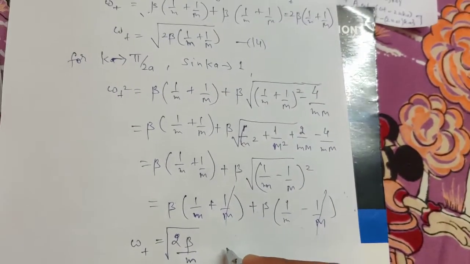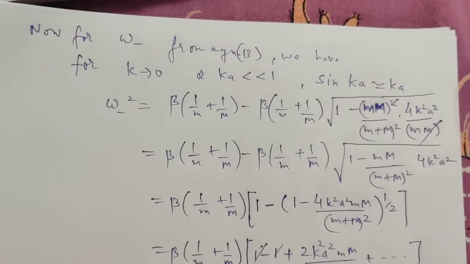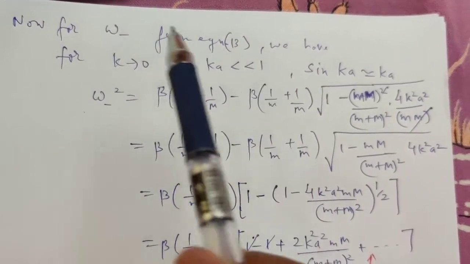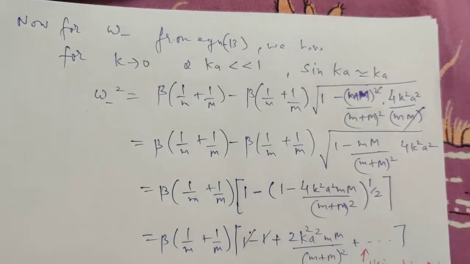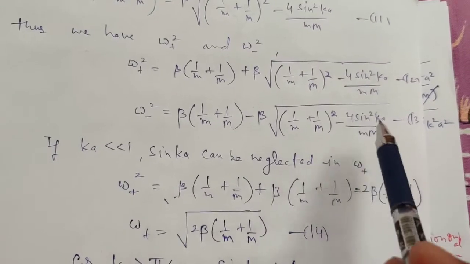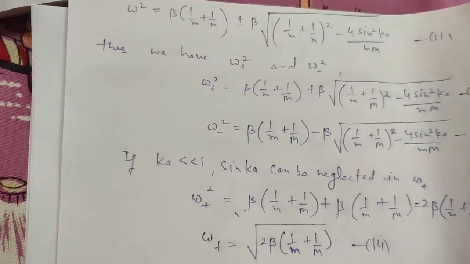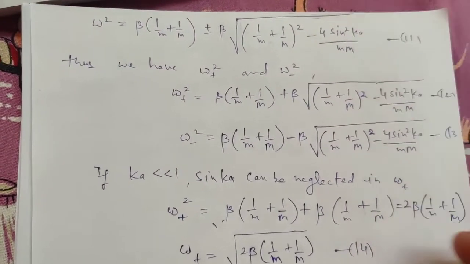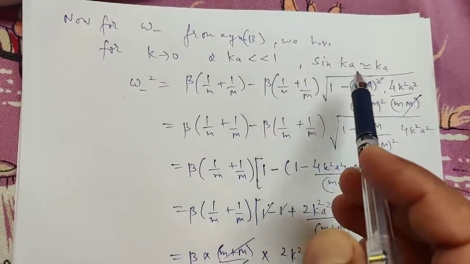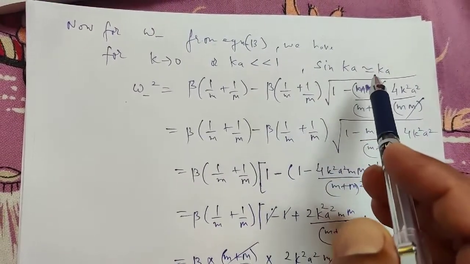This will be equation number 15. By a similar procedure I have calculated the expression for omega minus. So now from equation number 13 we have the value of omega minus, this is the value of omega minus. So now in this case I will take k approaches to 0, that is ka is very less than 1. So for ka very less than 1, your sin ka is equal to ka, because sin 0 is equal to 0, so therefore when k is small, this will be equal to ka.